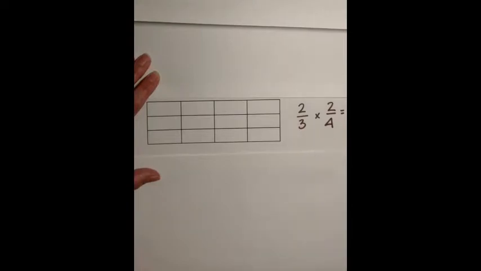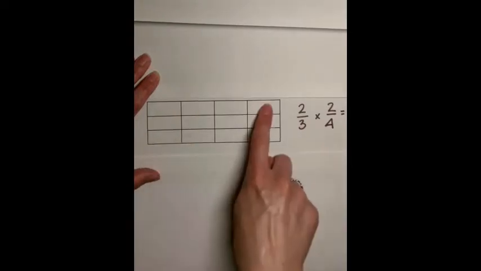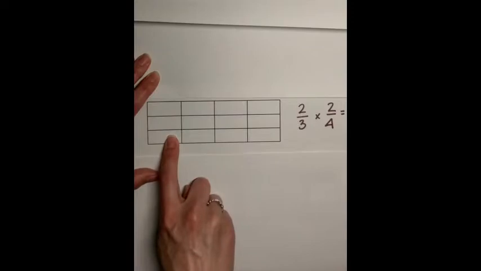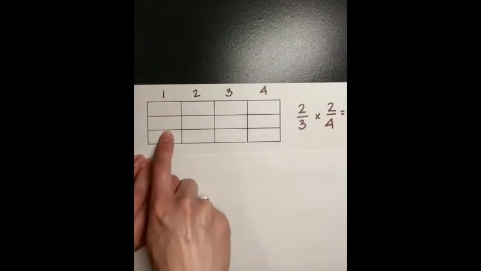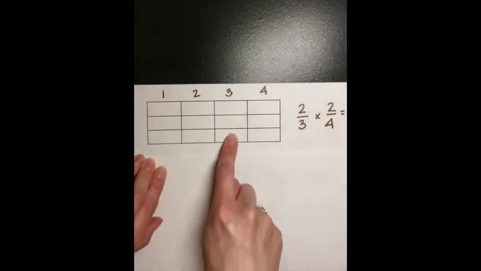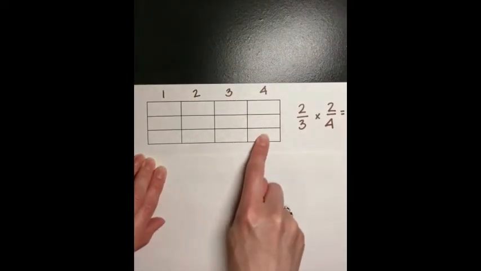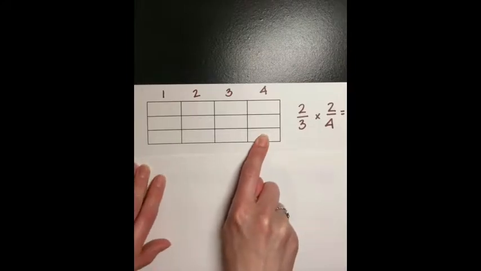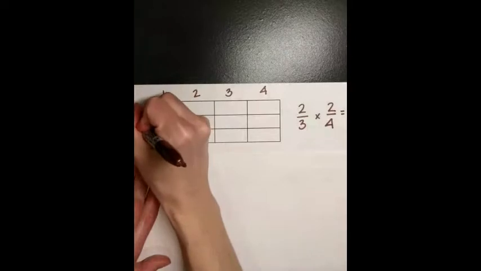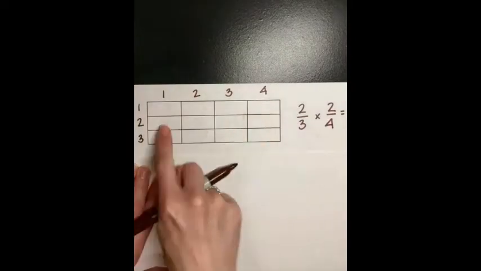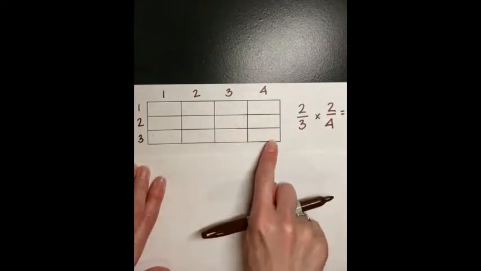So one way we can do this is we can use a model. If I look right here at this table, I can show 2/3 times 2/4. I need to locate thirds and I need to locate fourths. If I look vertically, I can see I have 4 columns. That means vertically shows my fourths. And if I look horizontally, I can see I have 3 rows going across. So that shows my thirds.